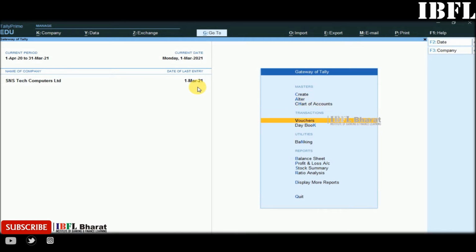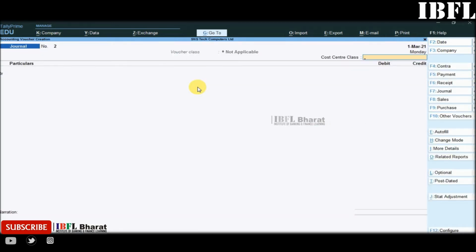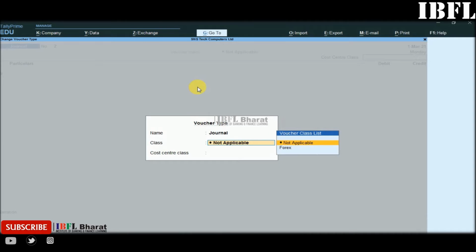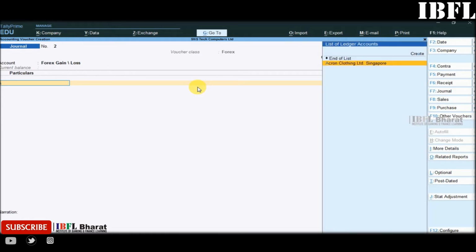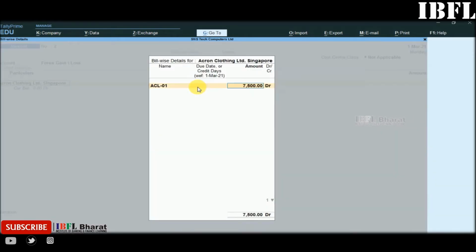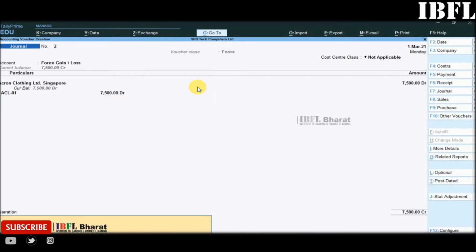Now we are coming in voucher class, and we are taking again pressing F7, and we are taking here class of voucher forex, and there is no constant applicable, that's why we are not taking here. And what we have to adjust, we have to adjust forex gain or loss against which party, Accrual. So against Accrual we had made this forex gain or loss adjustment entry.